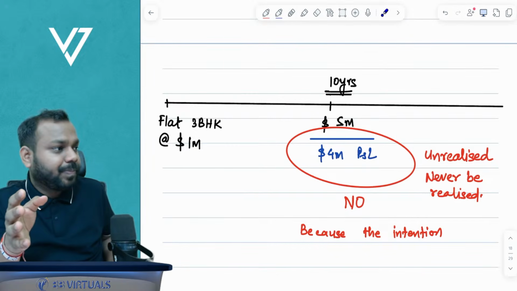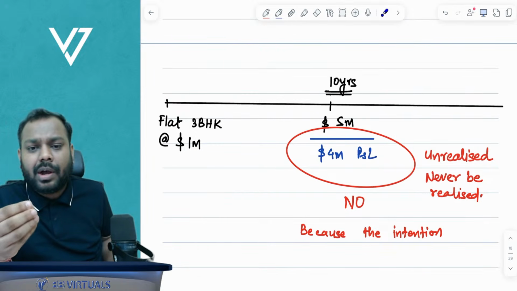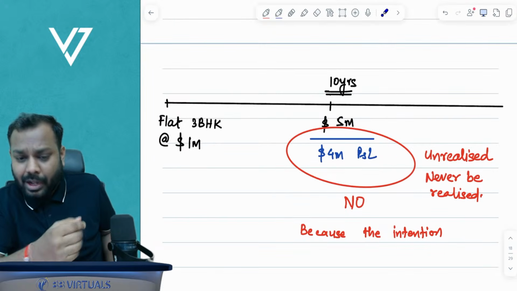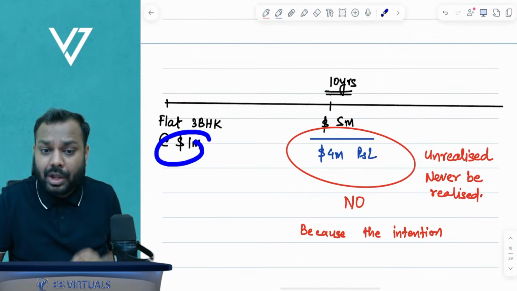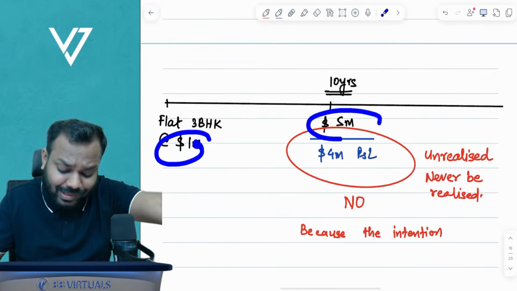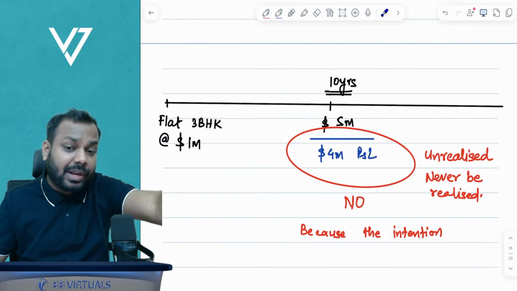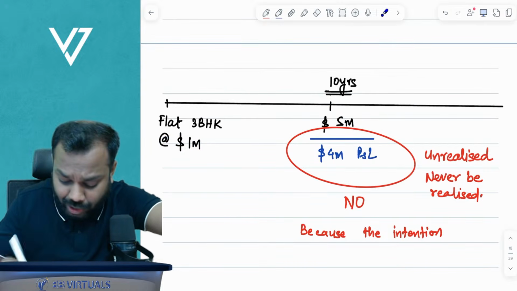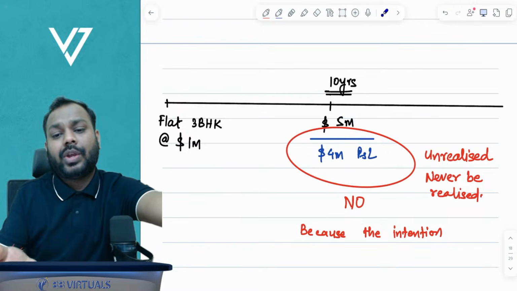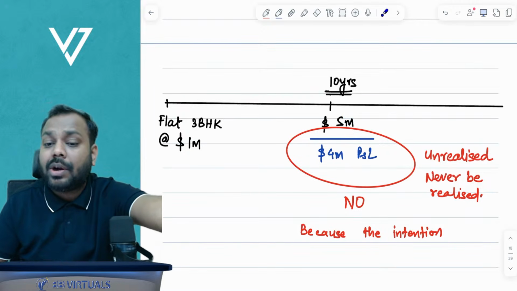So, let's suppose any of the friends asks my father, what is the value of your property? Will he say 1 million? No. When it comes to telling the value of the property, he will always say 5 million. But when it comes to recognizing the gain in P&L, no, we cannot record the gain in P&L.